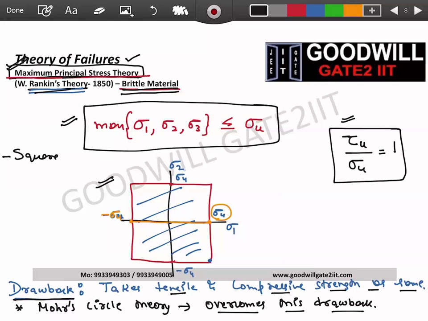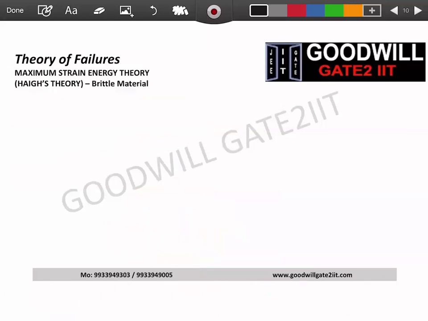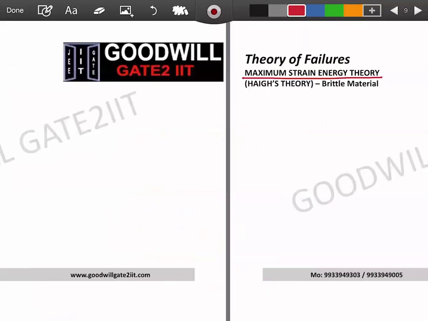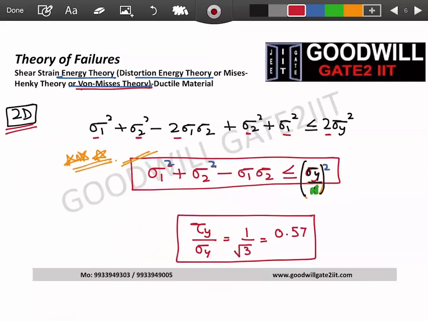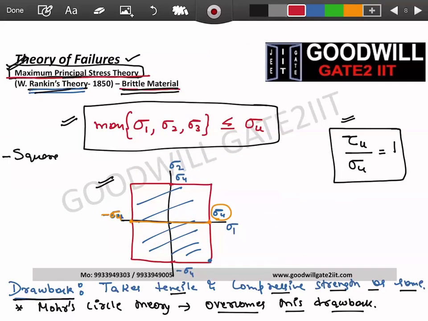So the fourth theory, what we have, is known as the maximum strain energy theory. Now keep this in mind. The second one was maximum shear strain energy, which is also known as distortion. So there is a difference. But as the name suggests, it's an energy based theory, guys.